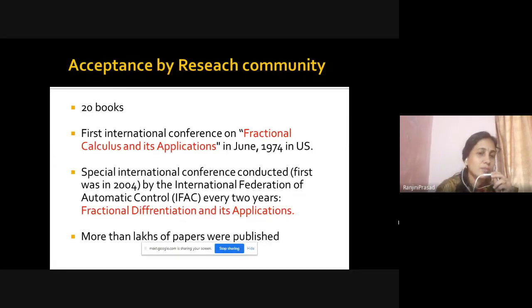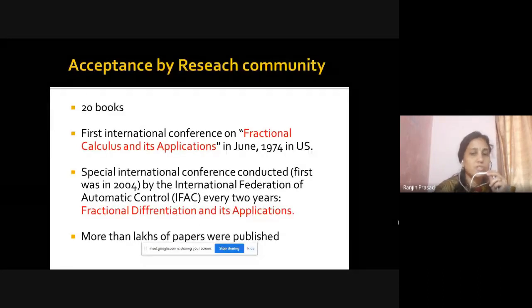So the research is going very fast. Rigorous research is going on in fractional calculus, because there are so many things yet to come up. I told you that the geometrical interpretation is also yet to come out. That is not available in many areas, so that is also a research scope.